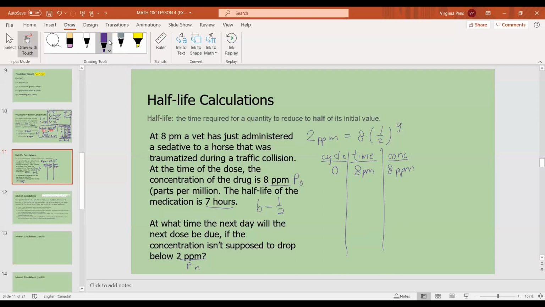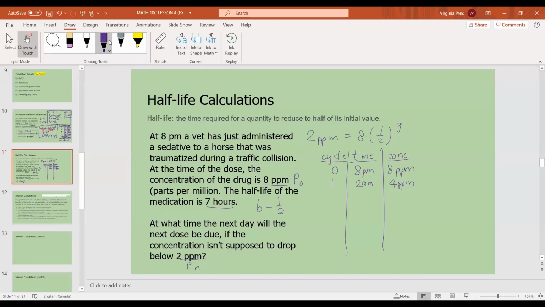After 7 hours, which is cycle 1, the time will be whatever 8 plus 7 is. So we're going to count forward: 8, 9, 10, 11, 12, 1 a.m., and 2 a.m. So at 2 a.m., the concentration will be 4 parts per million. Is this our final answer? Wow, we've already come to the final answer and it's only been one cycle. Oh no, it does not. Sorry, my bad. It's not supposed to drop below 2 parts per million, right?